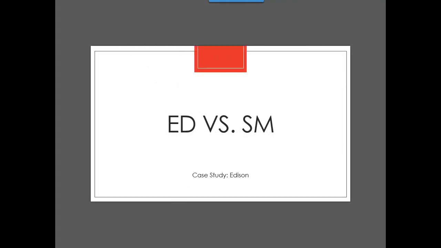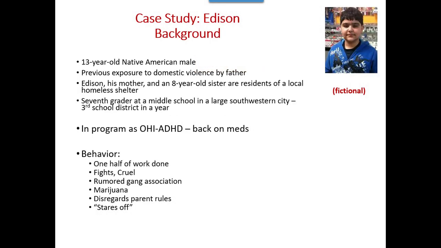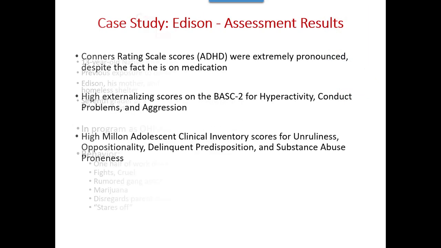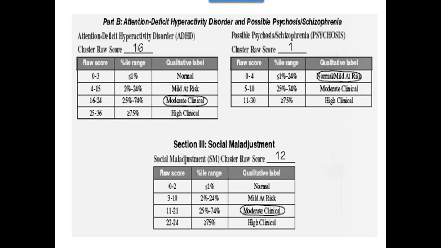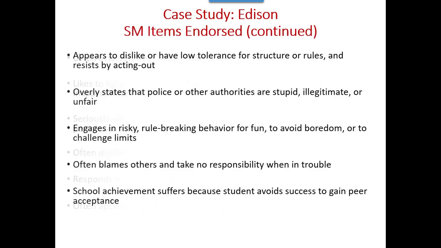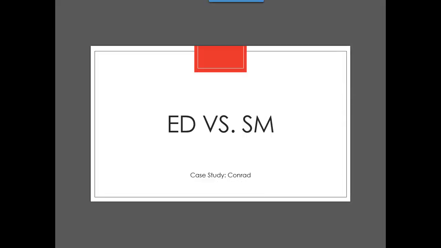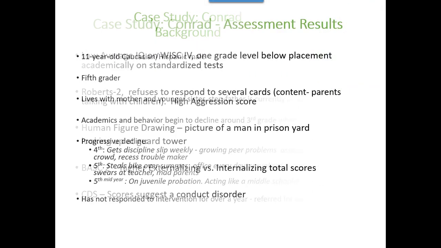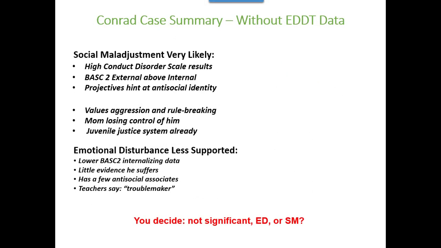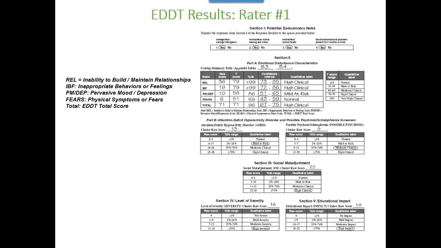Okay, so now we're going to have 2 other cases I want for you guys to look through. We have Edison. Here's Edison's background. Here's Edison's assessment results. Here's where you're going to, on your worksheet, decide what you think is going on with him. And you're going to get this data here, which I'm going to skip on through. And then you're going to do Conrad after that. Here's Conrad's information, assessment results. This is where you're going to make your decision, etc., etc.